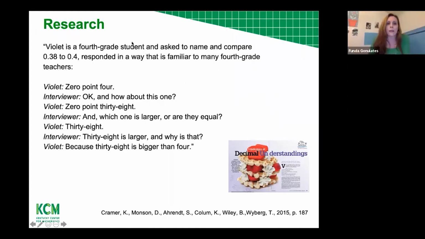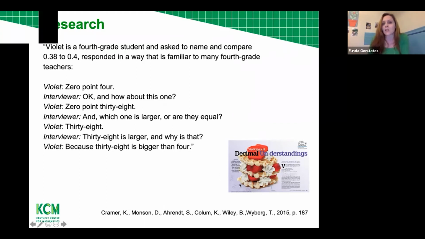So the research background here: I want to share this quote from the research team led by Kathleen Kramer. I want to get this name out because she is one of the leading people who contribute to the research that we understand about how we can support students' understandings of fractions and decimals. And this little picture you see on the side is one of her Teaching Children Mathematics articles talking about 5 indicators of decimal understanding. In this quote, the interviewer is talking with a 4th grader, and they are asking questions about these 2 decimal numbers, 0.38 and 0.4.